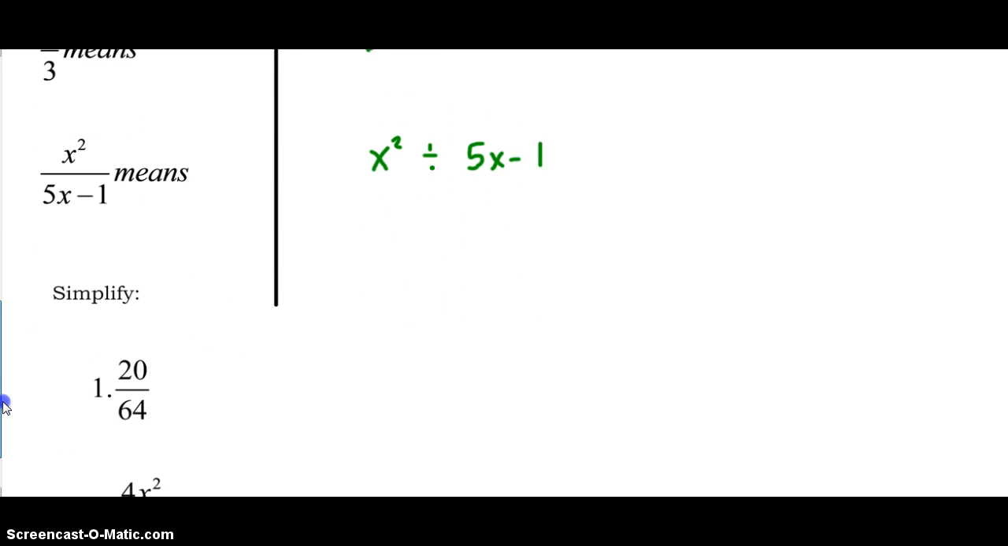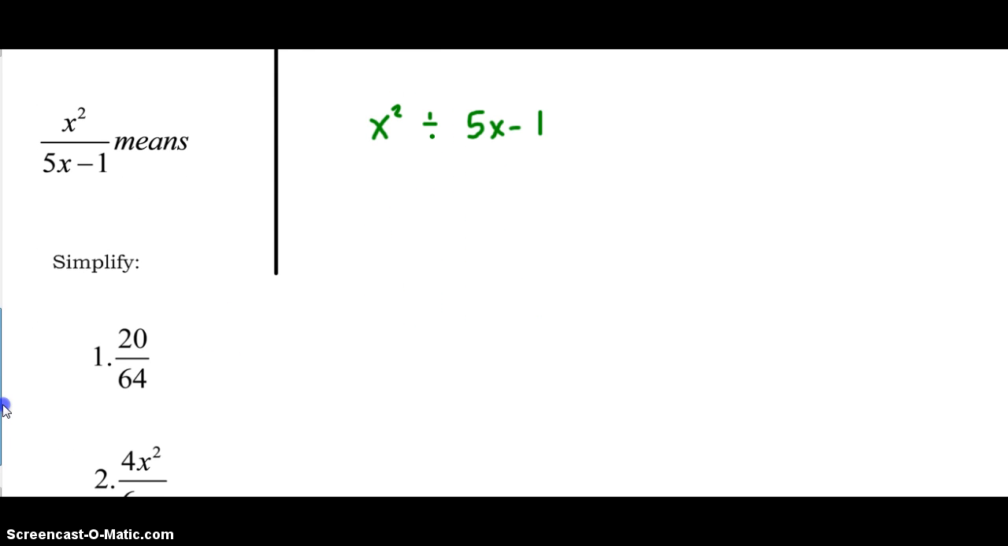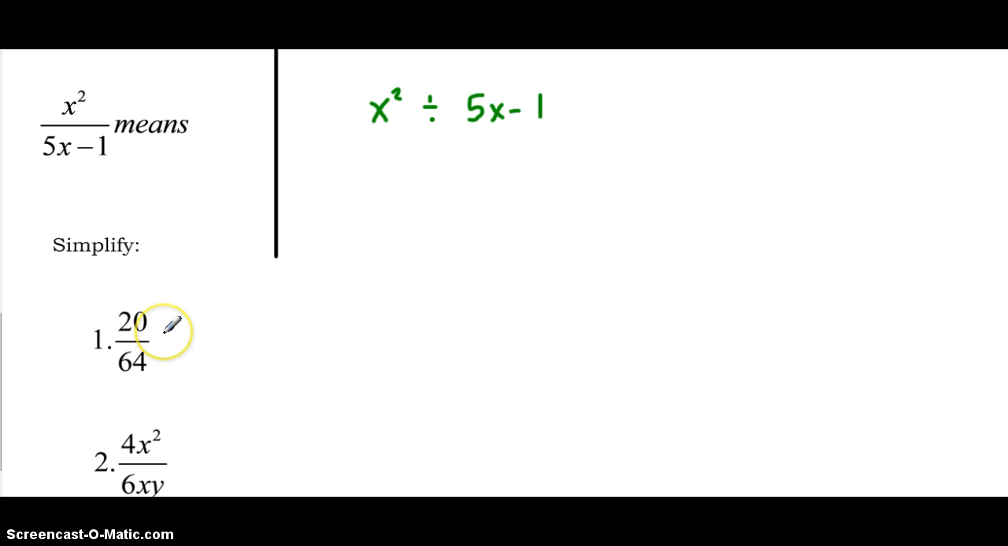And we want to use our knowledge of fractions to help us throughout this unit. And if we first think about how we would simplify a fraction such as 20 over 64, we would take a look and think about what common factors do both 20 and 64 have in them. And the first thing that comes to mind is 4. 4 goes into both of those.